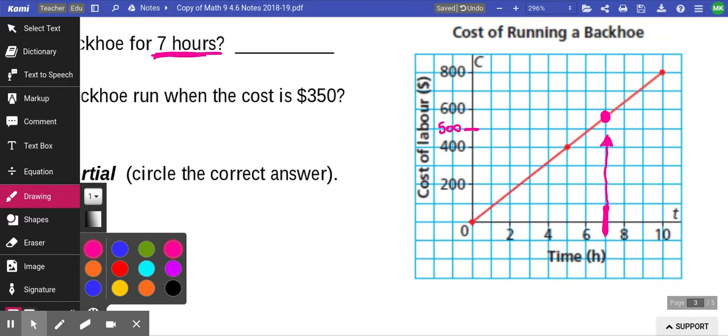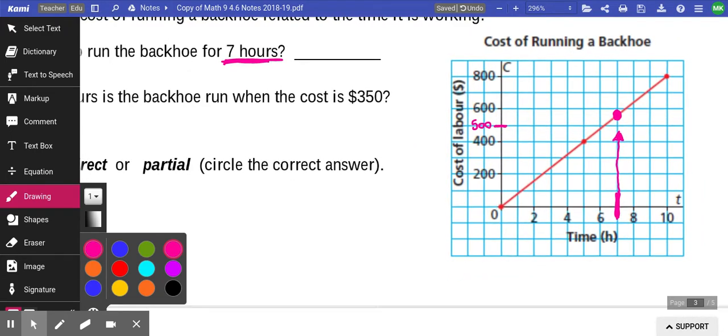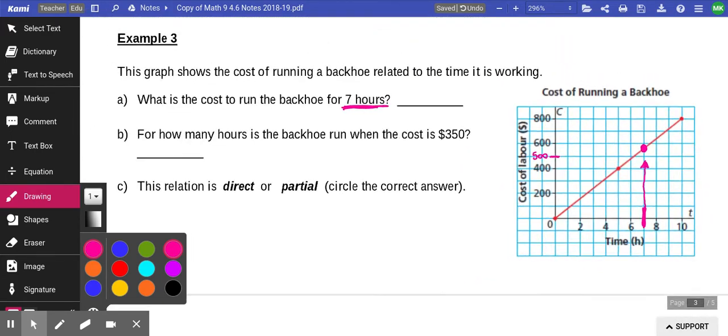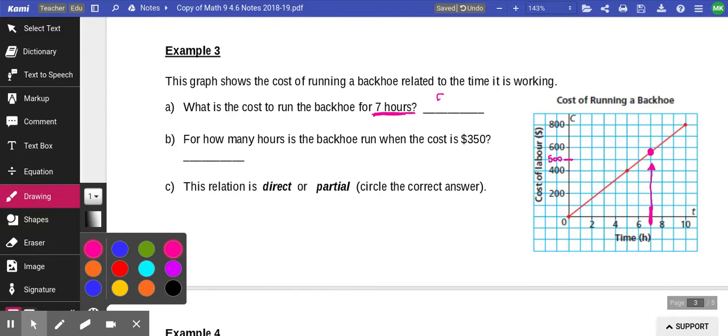It looks like it actually might be a little bit higher. So if you put like 570 or something like that, that'd probably be fine too. But you're just going to go anywhere in that spot. So I'm going to go 550. Okay, try B and then see if you can remember how to answer C. Remember we talked about direct and partial, so you're going to look at your notes.